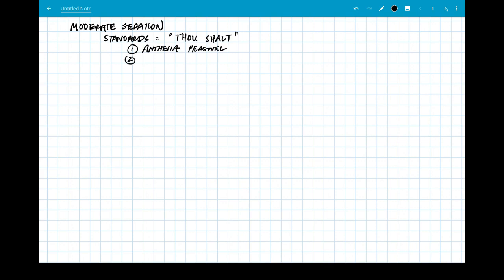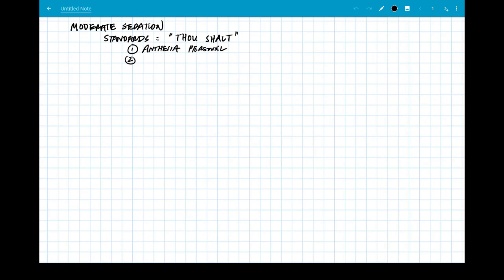Number two is 4 important things shall be continuously evaluated. First is oxygenation. We do that by pulse oximetry. Next is ventilation. We do that by CO2 monitor, capnography.